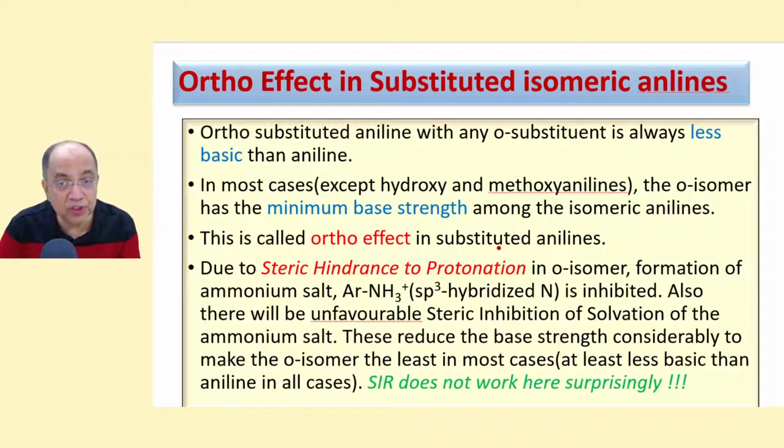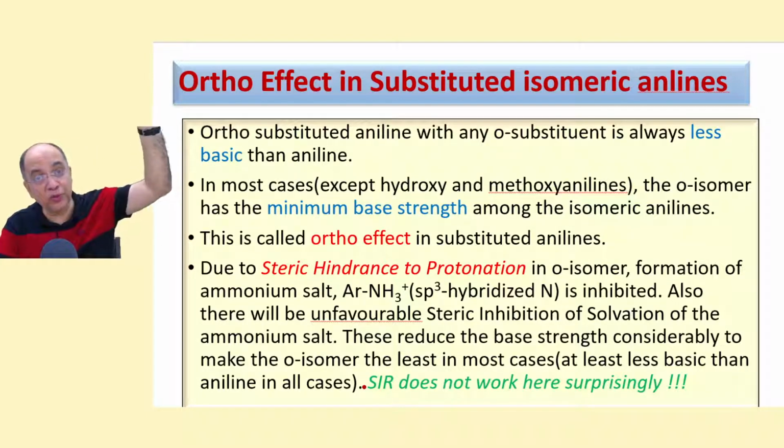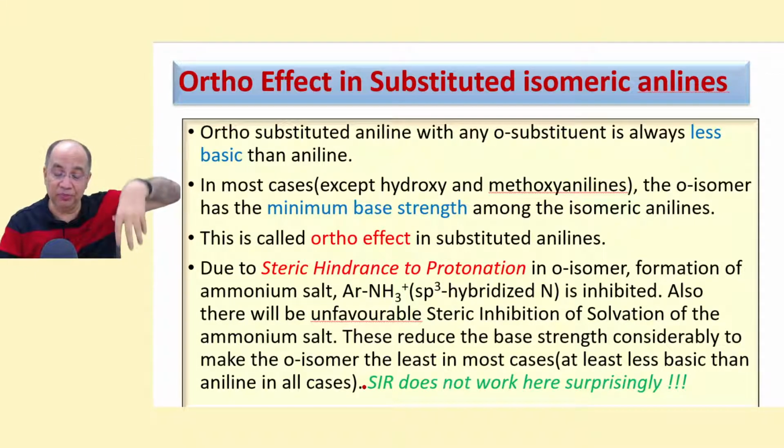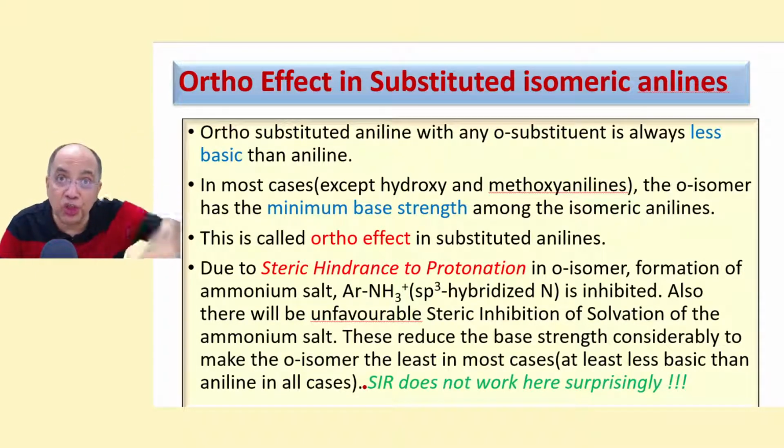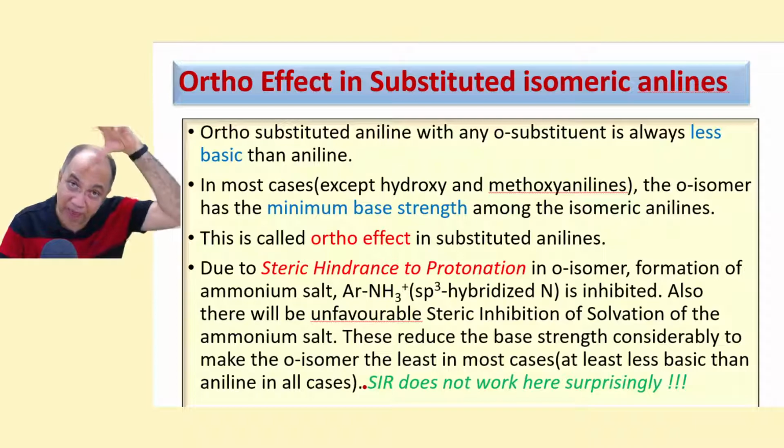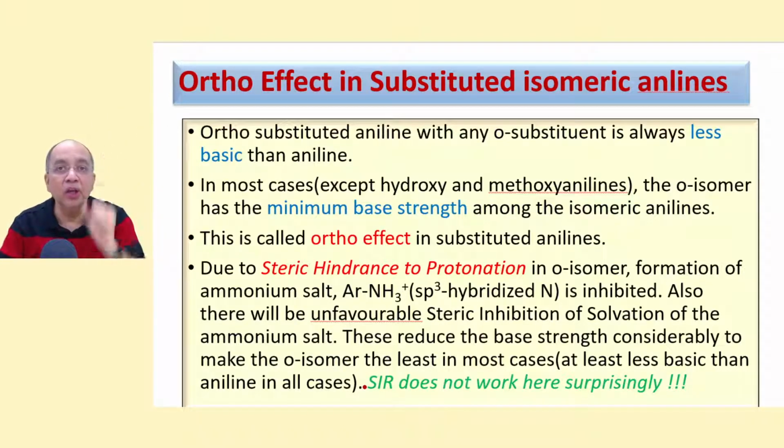So, because of these two, SHP, steric hindrance to protonation, and steric inhibition of solvation of the ammonium salt, the ortho effect will decrease the base strength to a large extent. It will decrease the base strength. Here ortho effect was increasing the acid strength, benzoic acid strength, but here the base strength, aniline base strength, is reduced in most cases to the maximum extent to make it number last.